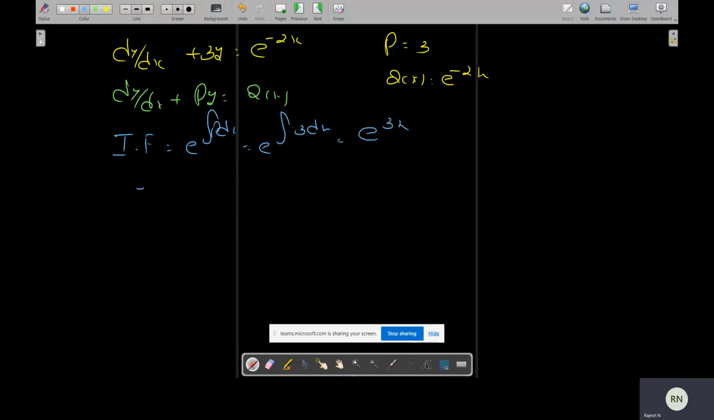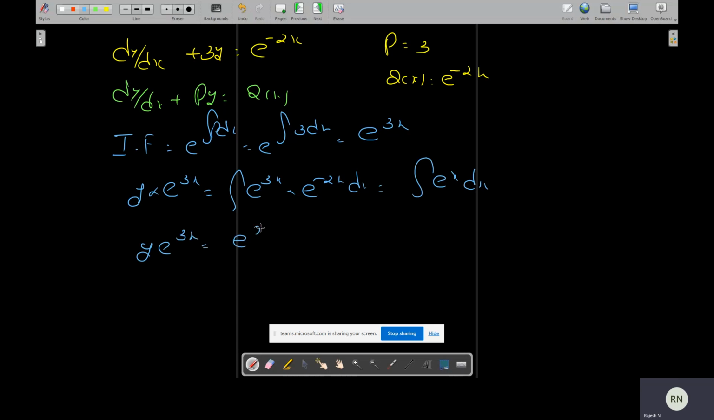Therefore, the solution is y into e raised to 3x is equal to integral of e raised to 3x into e raised to minus 2x. So y e raised to 3x is equal to e raised to x, whose integral is e raised to x, plus c. So you can write y is equal to 1 by e raised to 3x into e raised to x plus c. This is the linear differential equation form. This is not in the examination. For examination purposes, it will not come.